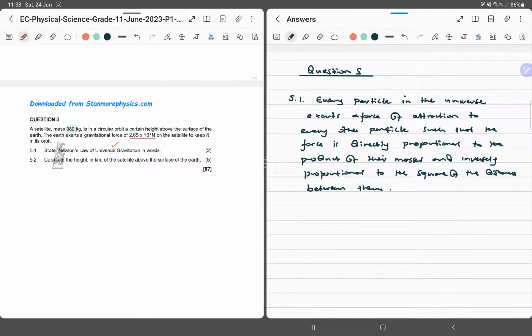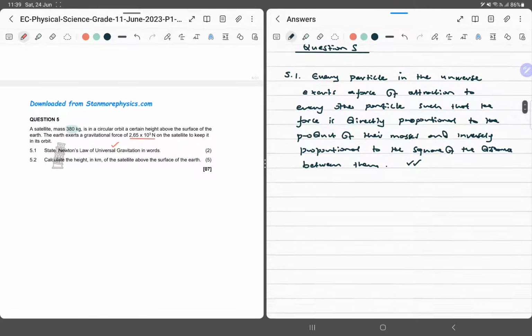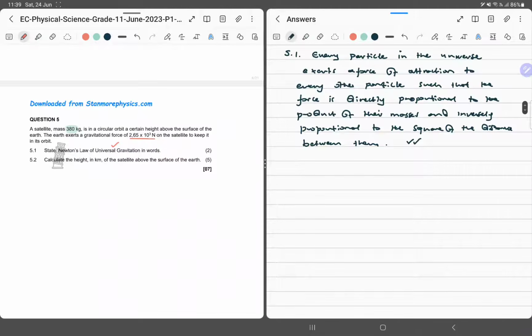All right, so again, something that you should already know, nice and easy. So it says every particle in the universe exerts a force of attraction on every other particle such that the force is directly proportional to the product of their masses and inversely proportional to the square of the distance between them, or sometimes they use the word centers, okay, which is not a big deal.